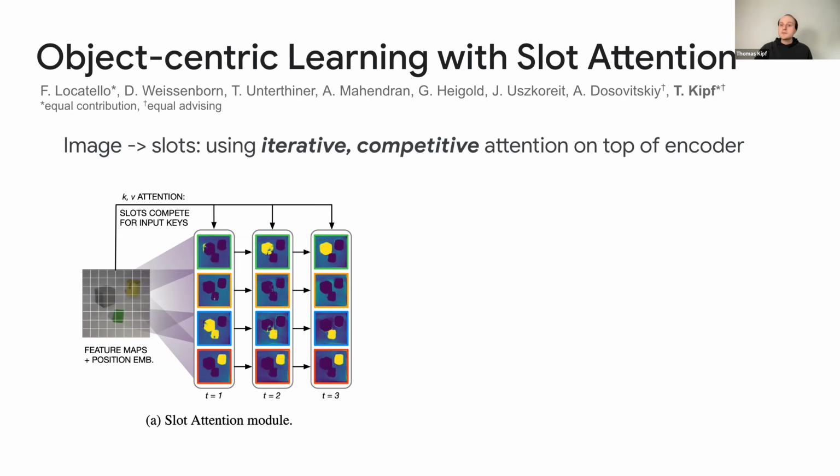And that competitive aspect facilitates the emergence of objects, because one single slot can only explain one particular part of the input. And if that part of the input is already explained, another slot cannot explain that anymore. So it has to pick something else. And that simple competition mechanism over multiple iterations, when trained for some downstream tasks, seems to be leading to the emergence of objects in these kinds of cases.